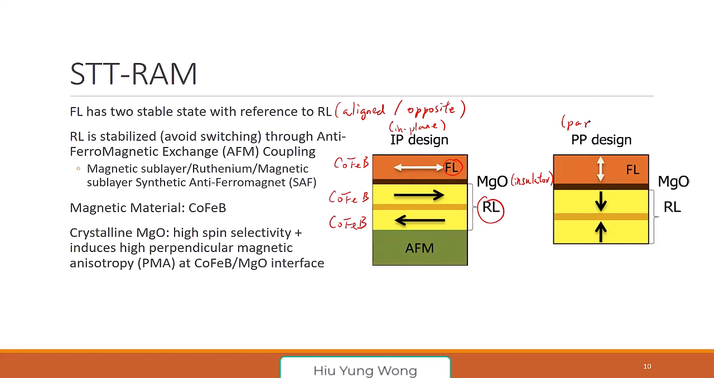This is called parallel plane design. Parallel. I think I'm correct. P stands for parallel. Okay. No, I'm wrong. This is perpendicular, right? Perpendicular. Because it's vertical, right? I tell you PP is better. Can someone guess why PP is preferred nowadays?